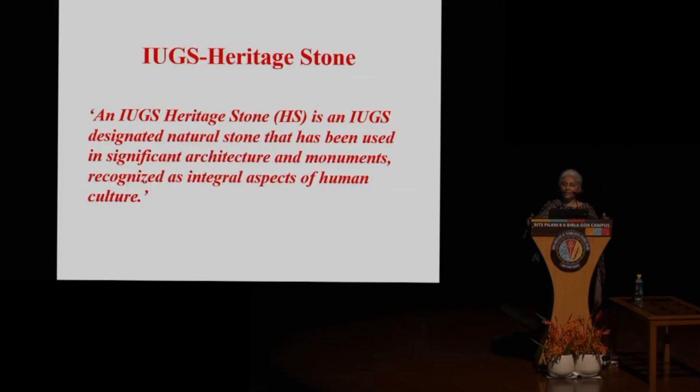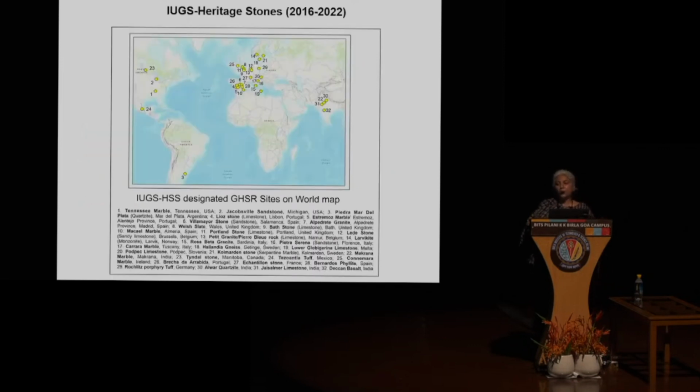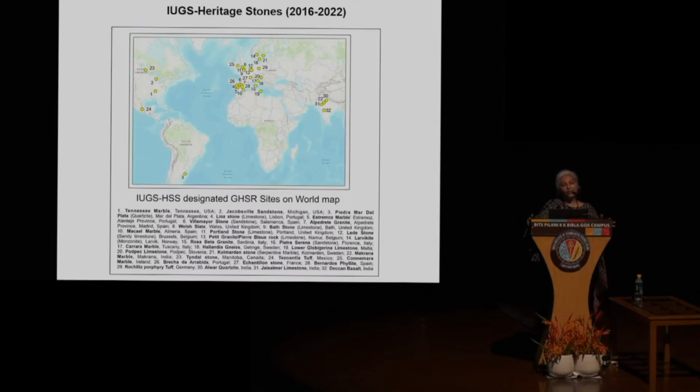So how do we define heritage stone? It is a designation, just like a UNESCO World Heritage Site designation. An IUGS Heritage Stone is an IUGS designated natural stone that has been used in significant architecture and monuments, recognized as an integral aspect of human culture. So, to date, 32 stones from around the world have been designated as IUGS Heritage Stones, and India is fortunate to have 4 stones designated.